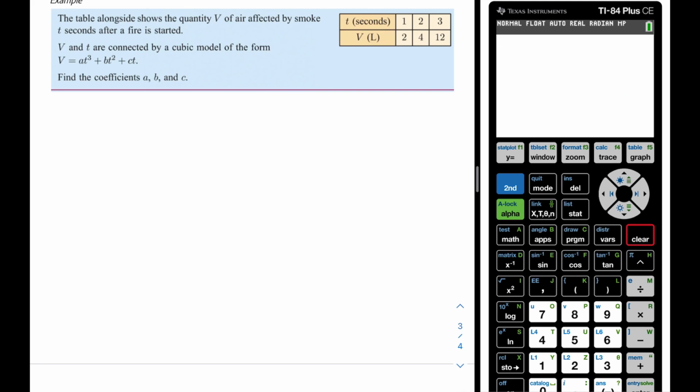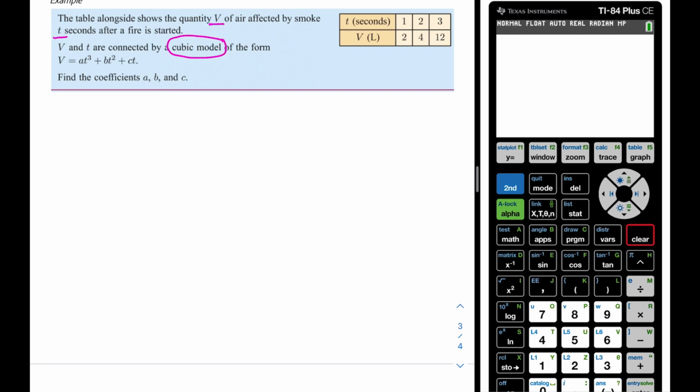Last question for today. The table alongside shows the quantity V of air affected by smoke after T seconds. V and T are connected by a cubic model, which is of this form. Find the coefficients of A, B, and C. Okay, at this point, you're probably going to ask me, okay, Miss, you said we're doing linear functions. Why are we introducing cubic here? Well, there's a way of using this data to create linear equations and solve the system of linear equations.